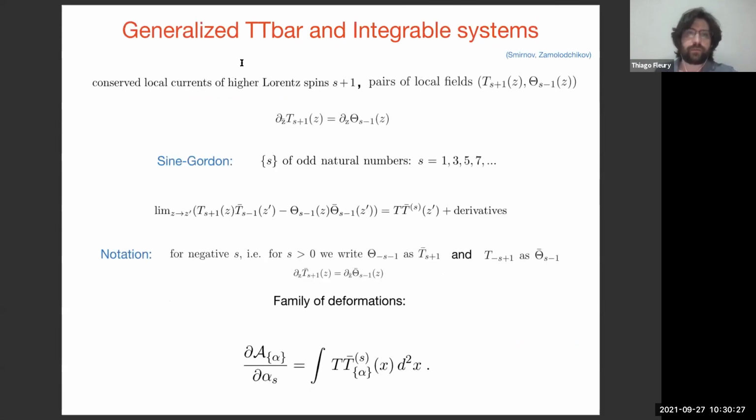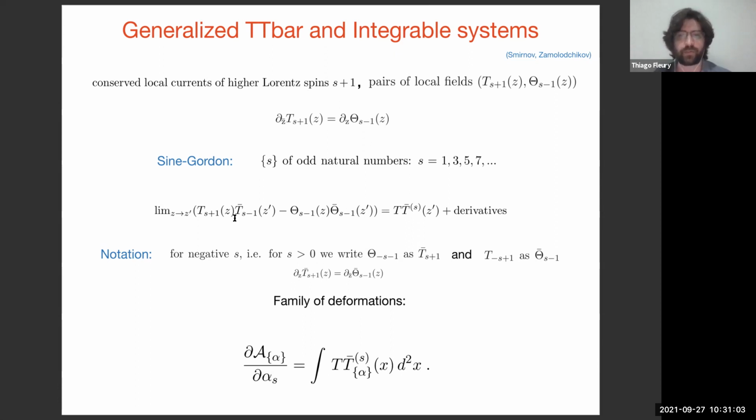So okay, what is the generalized TTbar? Basically, I will now focus on integrable systems. An integrable system has infinite conserved charges, and that is these higher spin conserved currents, local conserved currents. For example, in Sine-Gordon, it's possible to construct this current explicitly. And it's possible to define operators very similar to the TTbar, which will be some higher spin generalization.